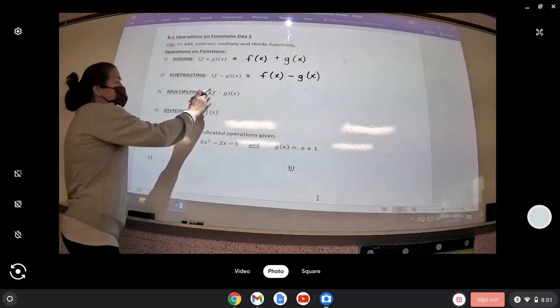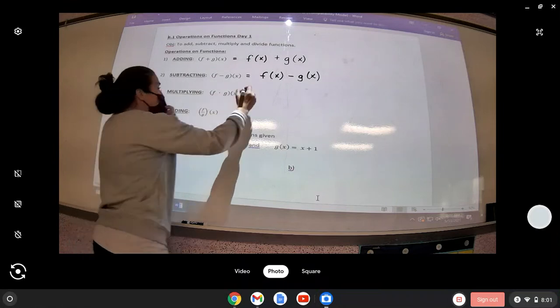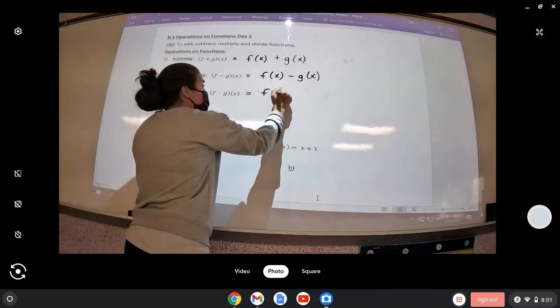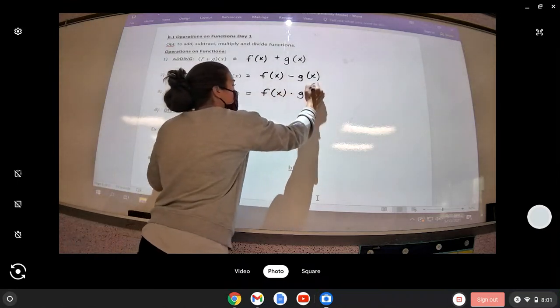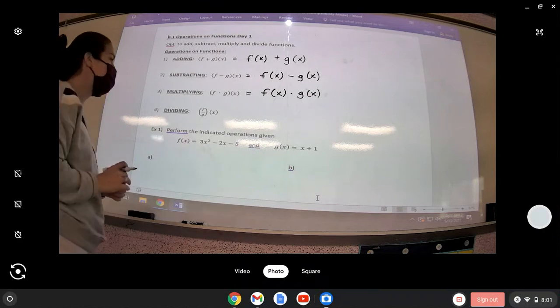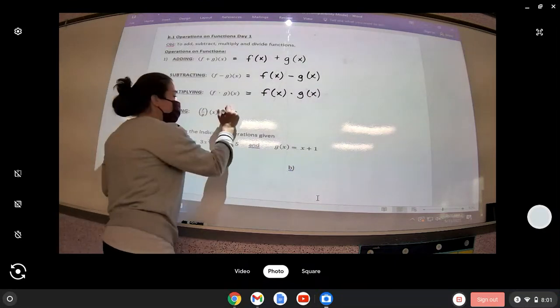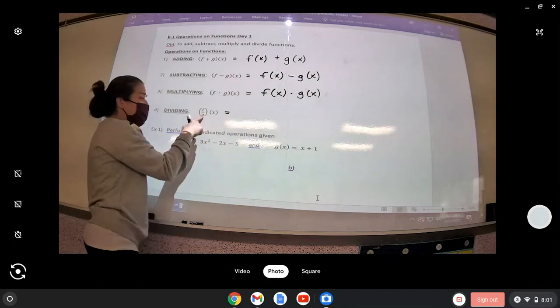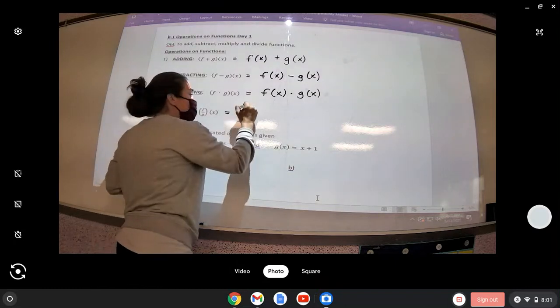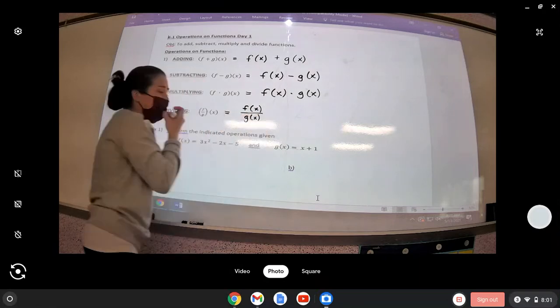All right? If they ask you to multiply, they're going to ask you to find f times g of x, which is going to be take the f of x function and times it with the g of x function. So that'll probably feel like a FOIL problem where you're just distributing over and over again. All right, and then last, if they want you to divide the functions, they want you to take f divided by g of x. So you're going to take the f of x function and you're going to divide it by the g of x function.